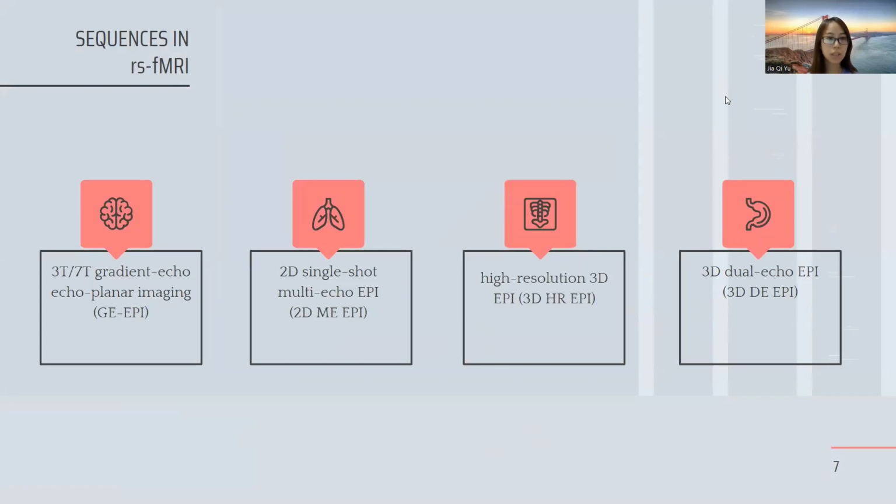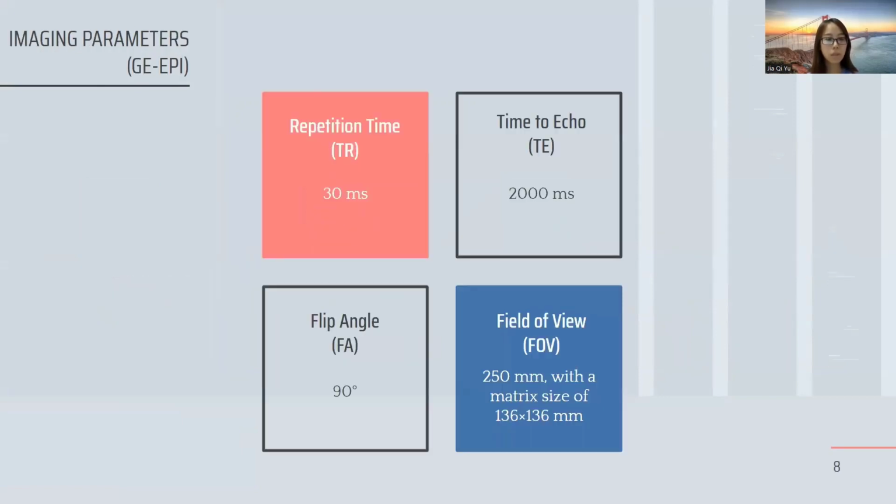Among the sequences is RSfMRI. GE-EPI is most commonly used due to its better performance and medial temporal lobe location. For the parameters of GE-EPI, the TR is 2000 milliseconds, TE is 30 milliseconds, FA is 90 degrees, and FOV is 250 millimeters.